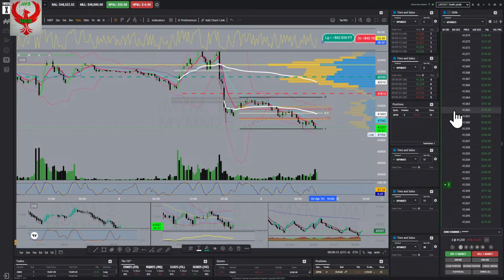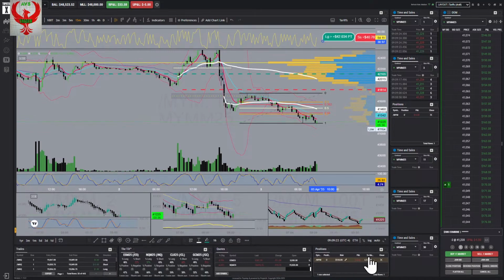So this is a decent inflection point going into 8:30 Central time, the equity open. That's terrible, Antonio. That's terrible.